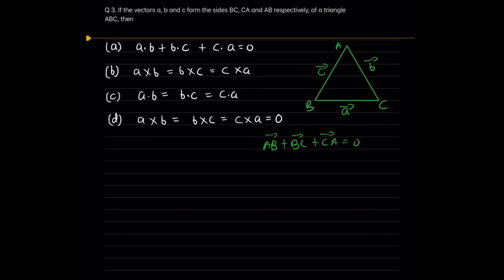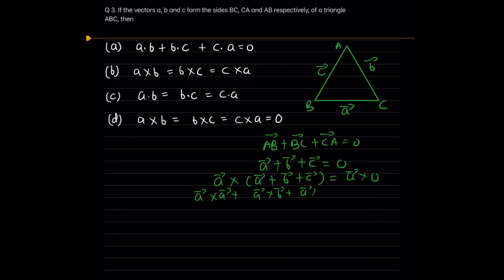So I can just substitute the values over here and write A plus B plus C is equal to 0. Now if I cross multiply both sides with vector A from the left, I can write A cross (A plus B plus C) is equal to A cross 0. Now this will become A cross A plus A cross B plus A cross C is equal to 0.